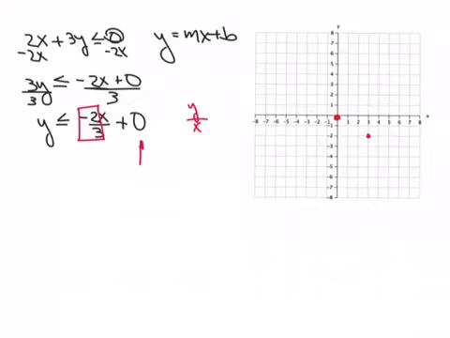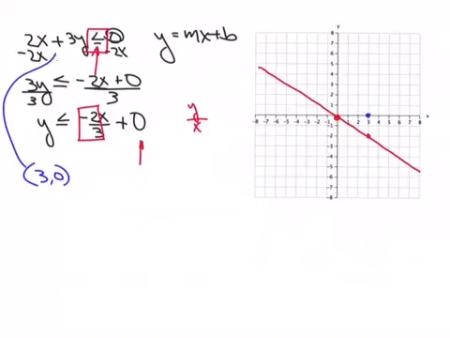Now we have to decide whether that line is going to be solid or whether it's going to be dotted based on that symbol. Because of the equal sign symbol, it's going to be solid. Now we have to decide whether our answer is above or below that line. And again, all we do is take a point. It does not matter what point we pick. Let's pick a point like 3, 0, so that we're at least dealing with a 0.